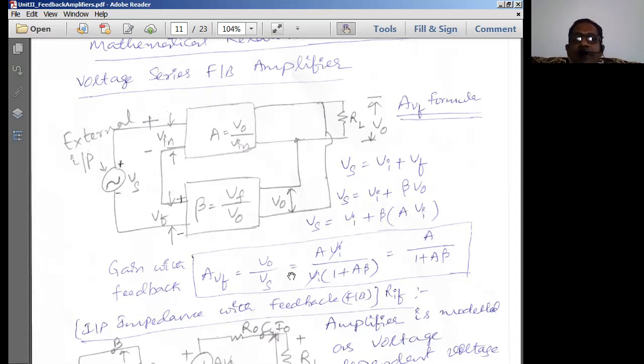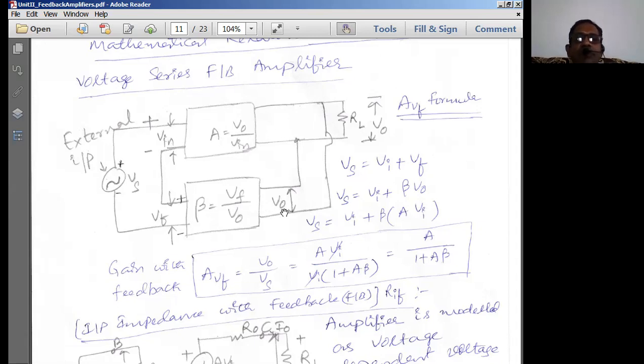What is the overall amplifier? If we consider this as the overall amplifier, what is the output voltage? V naught. What is the input voltage? Vs for the overall amplifier. But we are considering only the amplifier itself, not the overall amplifier case with feedback. So A is nothing but equal to V naught by Vi.